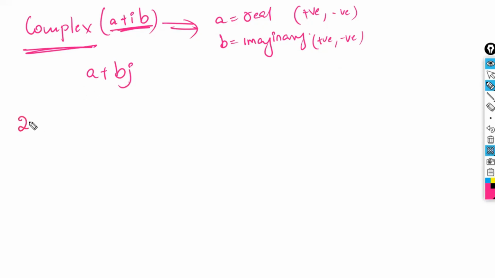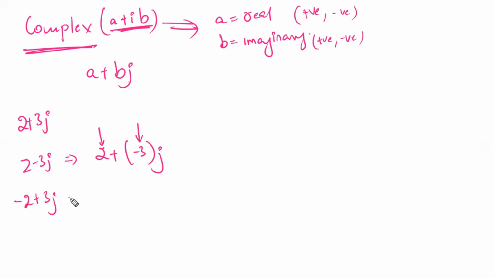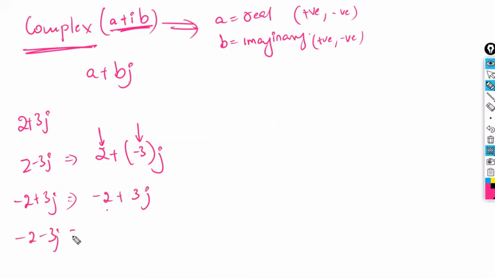For example, 2 plus 3j. 2 minus 3j is equal to 2 plus minus 3 into j. So here the real value is 2 and the imaginary value is minus 3. Minus 2 plus 3j, where the real value is minus 2 and the imaginary value is plus 3. Minus 2 minus 3j is minus 2 plus minus 3 of j. The real value is minus 2 and the imaginary value is minus 3.